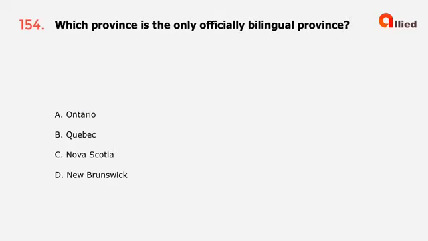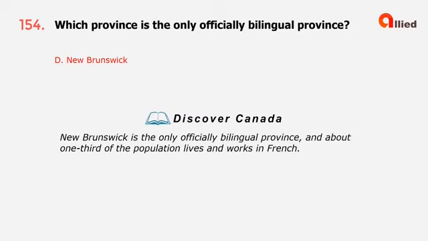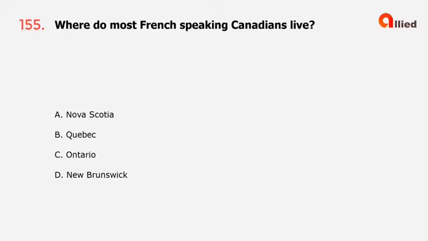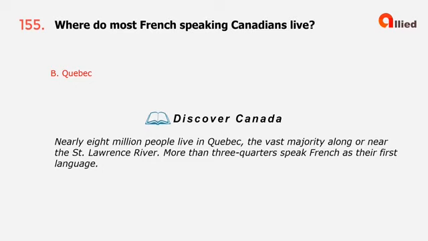Question 154. Which province is the only officially bilingual province? A. Ontario. B. Quebec. C. Nova Scotia. D. New Brunswick. The answer is D. New Brunswick. Question 155. Where do most French-speaking Canadians live? A. Nova Scotia. B. Quebec. C. Ontario. D. New Brunswick. The answer is B. Quebec.